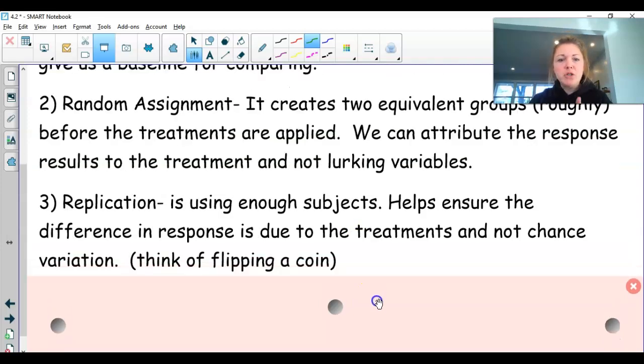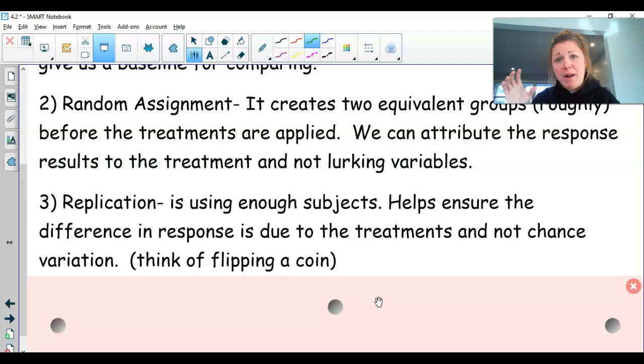This again helps us ensure that the differences in response are due to the treatments and not just chance variation. Think of flipping a coin. If I flip a coin 10 times, is it plausible that 8 of those times I could flip heads? Yes. But if I flip it 100 times and now 80 of those times are heads, something's going on.